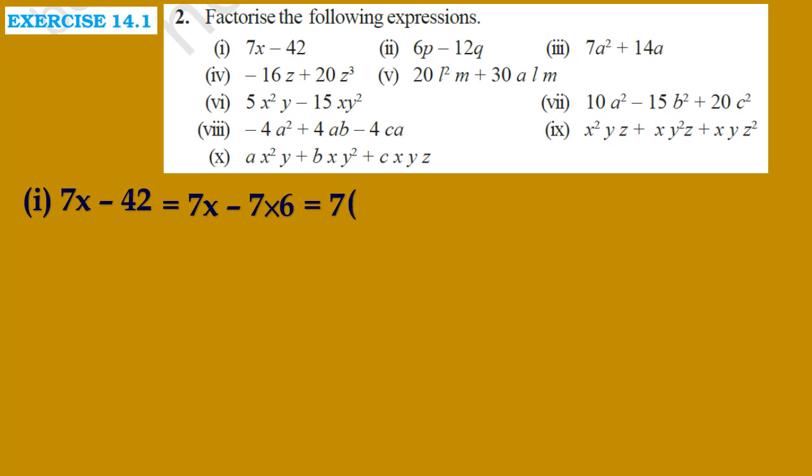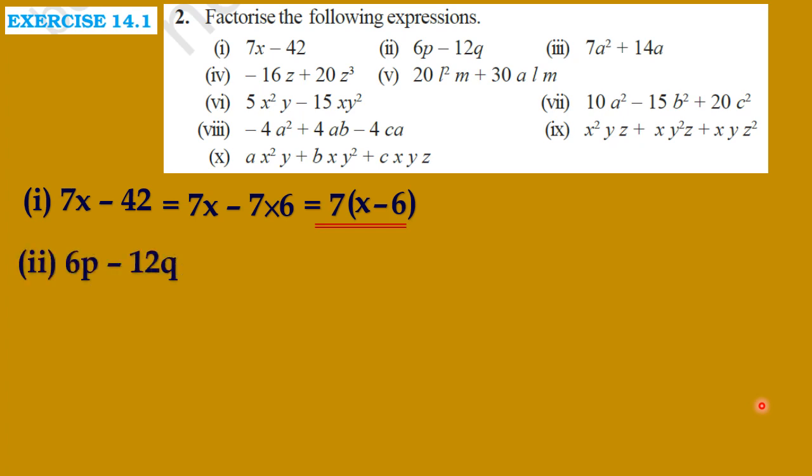Put the bracket. And what is left here when 7 is taken out? Only x is here. Then the sign is minus. Now here 7 is common, so what is left here? 6. Close the bracket. So that is the factorization. 7x minus 42 is equal to 7 into x minus 6.